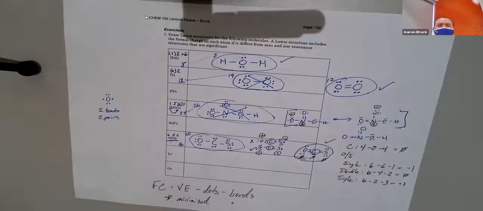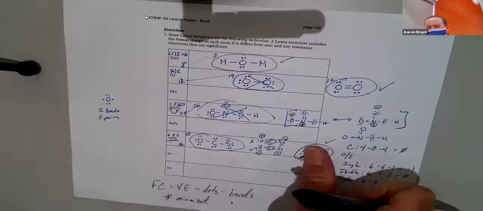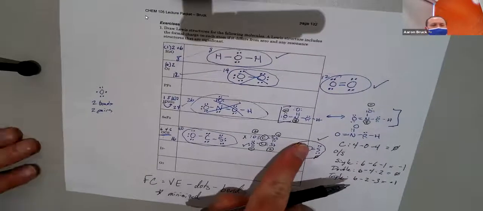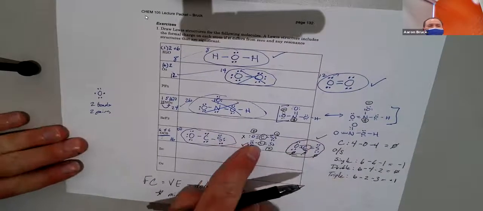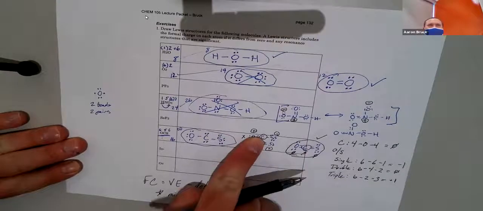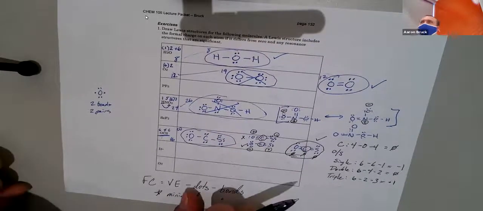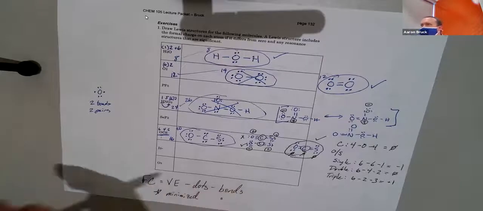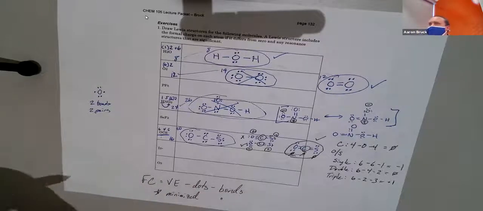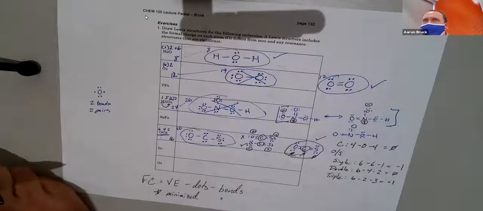Now, like I said, neither of them are correct. But if this one wasn't an option, we would still choose the bottom structure over this top one because of where the negative charge lies and the ability of that oxygen to stabilize that negative charge with its electronegativity.